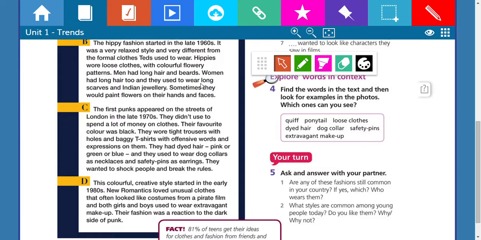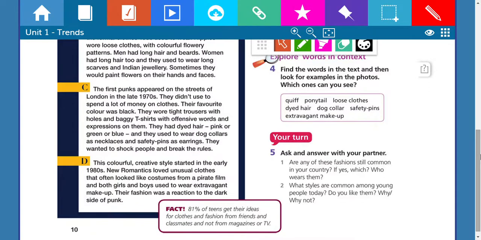D. This colourful creative style started in the early 1980s. New romantics loved unusual clothes that often looked like costumes from a pirate film, and both girls and boys used to wear extravagant makeup. Their fashion was a reaction to the dark side of punk.